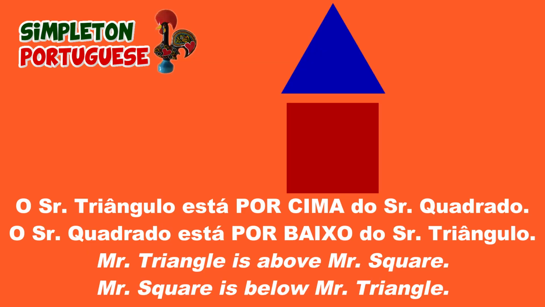O Senhor Triângulo está por cima do Senhor Quadrado. O Senhor Quadrado está por baixo do Senhor Triângulo. Mr. Triangle is above Mr. Square. Mr. Square is below Mr. Triangle. Suddenly, gravity decides to manifest itself, and we have a subtle yet very relevant change.